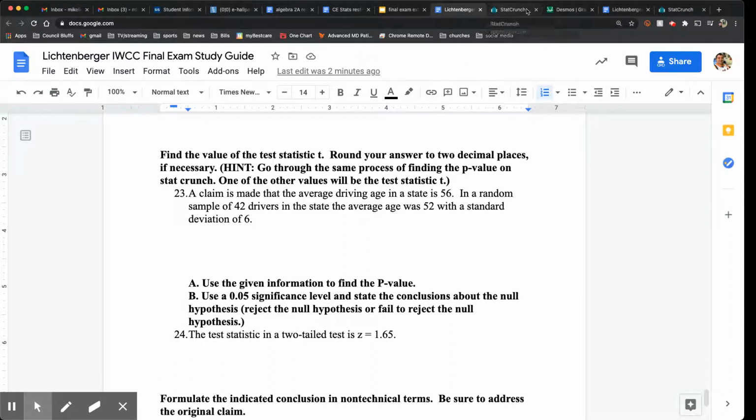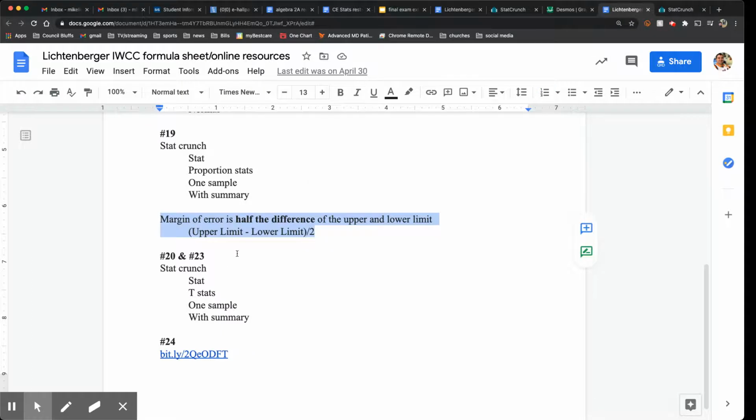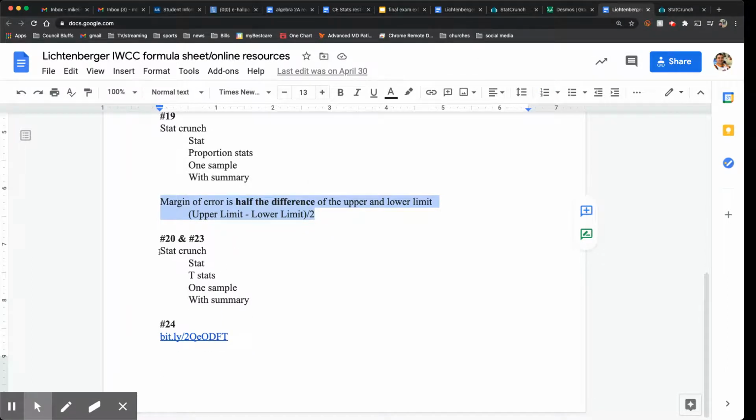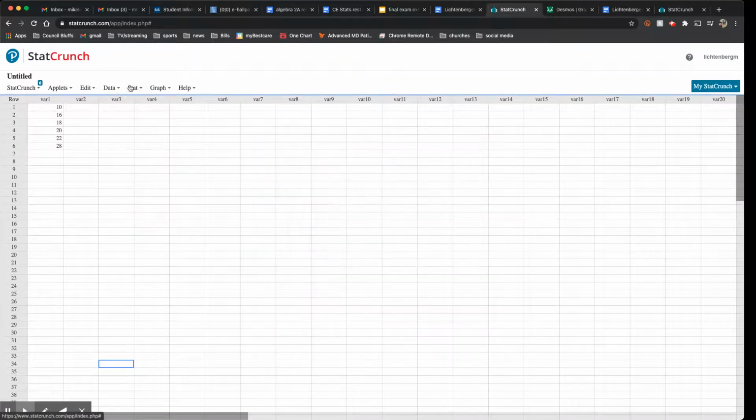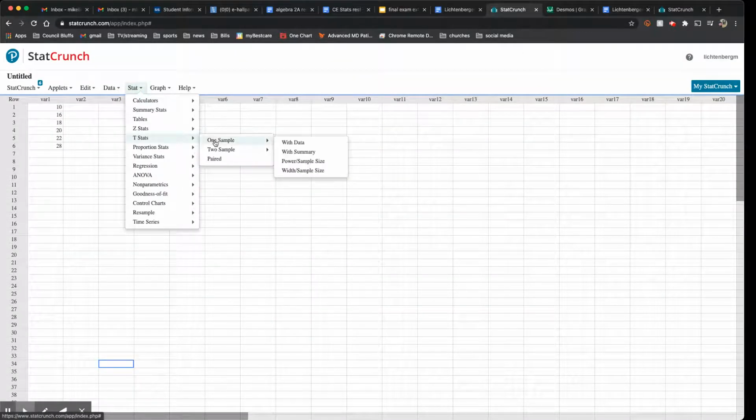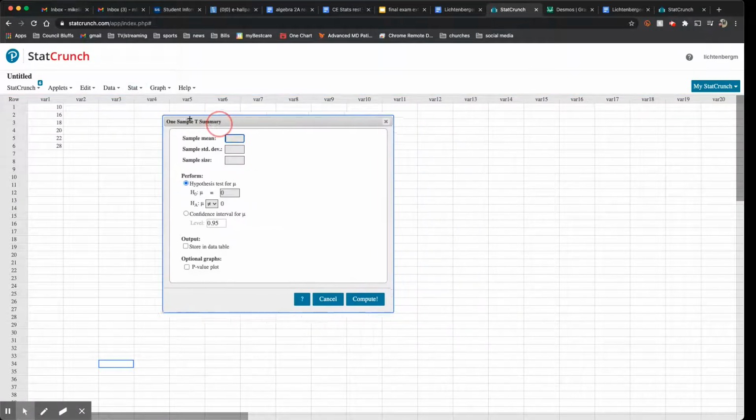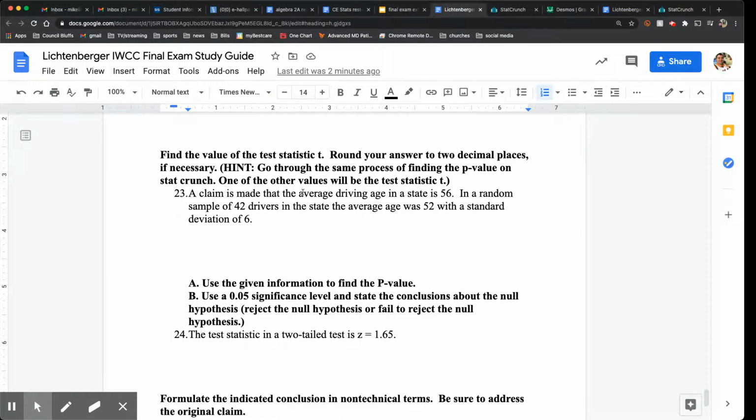Okay. We are up to 23. Okay, 23, we're going to do StatCrunch T-stats again. So we're going to do StatCrunch T-stats, one sample with summary. Okay. Find the value of the test statistic T. Round your answer to 2 decimal places if necessary. Hint, go through the same process of finding the p-value on StatCrunch. One of the other values will be the test statistic T.